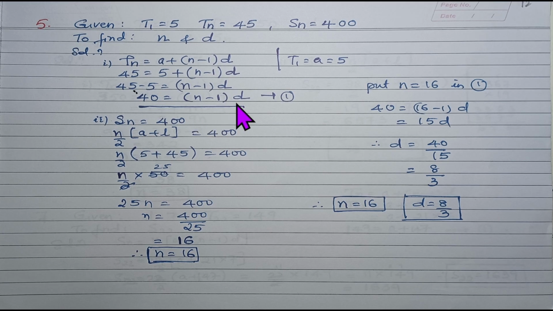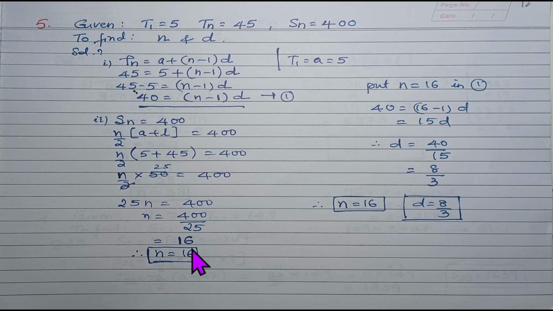Now here in n minus 1 into d, we have got two unknowns. n is not known, d is not known. So we have to find out either n or d first, then substitute and get the values. Let us see how to do it. Now Sn is equal to 400. Since I know that the first term is 5 and the last term is 45, I can go for the formula n upon 2 in the bracket a plus l is equal to 400. n upon 2 in the bracket 5 plus 45 is equal to 400, n by 2 into 50 is equal to 400, so we get n is equal to 16.